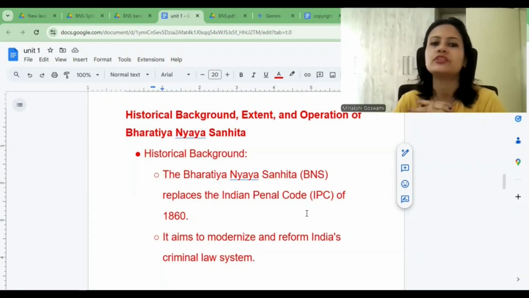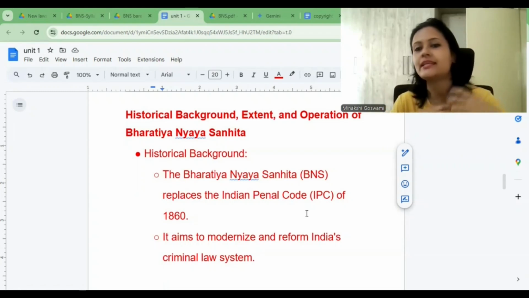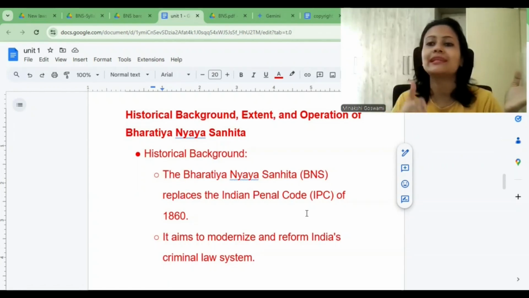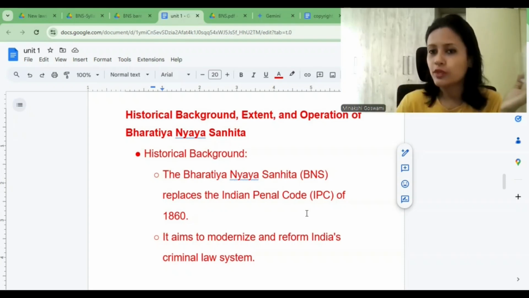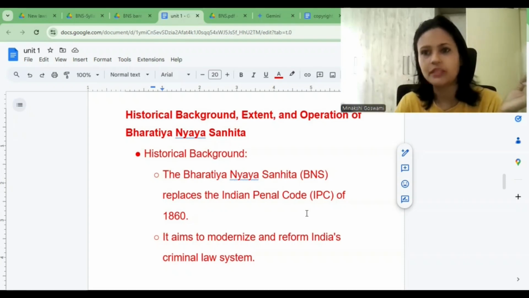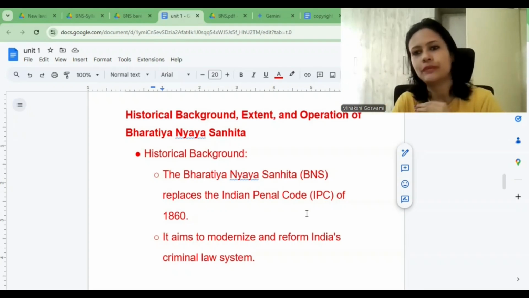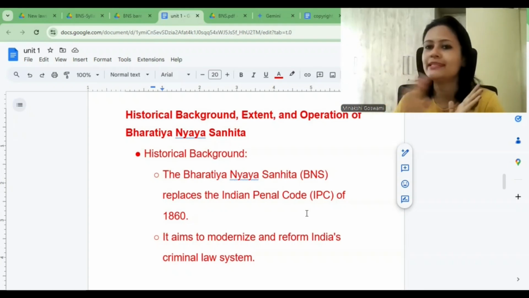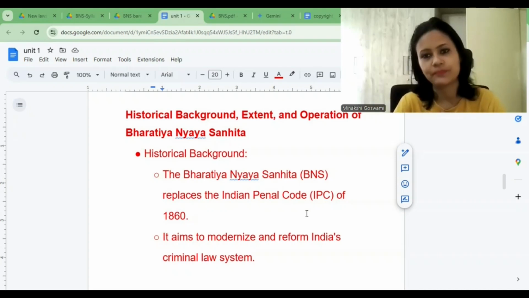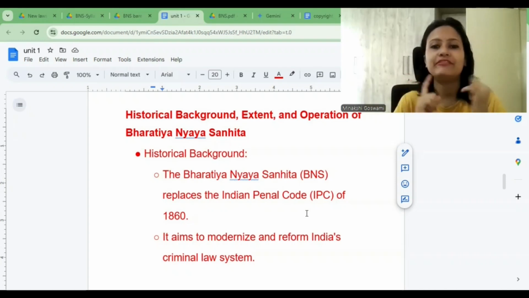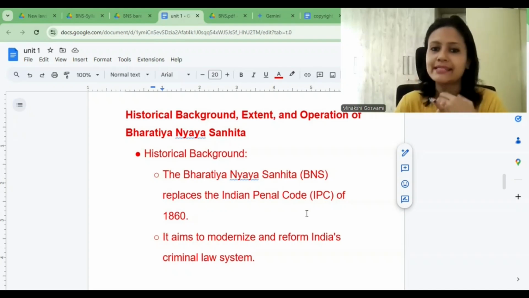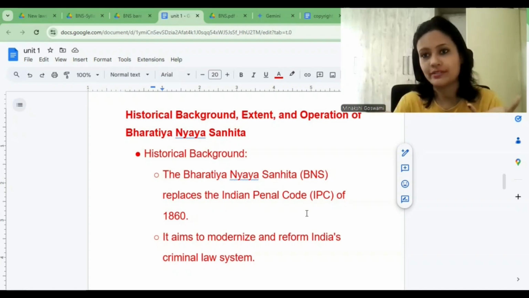This ambitious reform is driven by the recognition that the legal framework must evolve to effectively address the challenges that have emerged from the time of the Britishers till date. Whatever new things have developed, the criminal law of the country should be able to deal with them, and that is the reason why this new legislation was introduced. These challenges include advancement in technology, such as cyber crimes and online frauds. Online frauds are such a big thing right now.